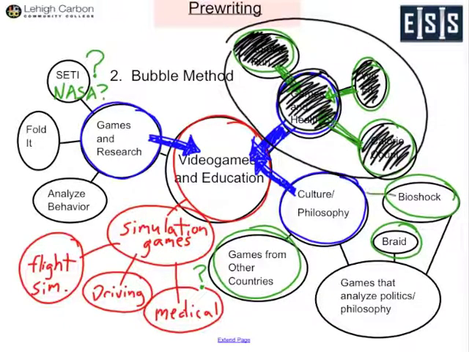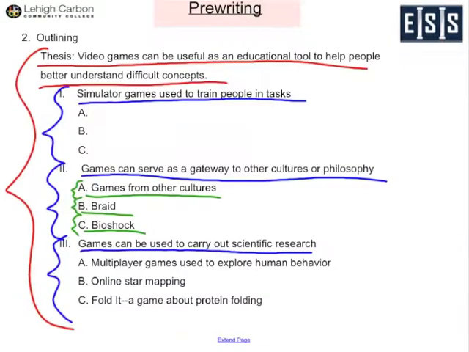So those points go back to our main point here on our bubble diagram and on our outline. These points all reinforce our main point here, our main subpoint, subpoint 2, games can serve as a gateway to other cultures or philosophies, which in turn is one of our supports for our thesis. It's kind of, they're all nested inside each other. Like if you've ever seen Russian nesting dolls, this is exactly like that. It's supports nested inside supports.